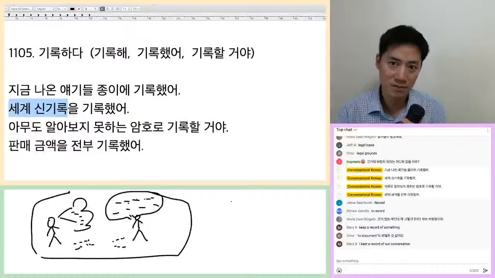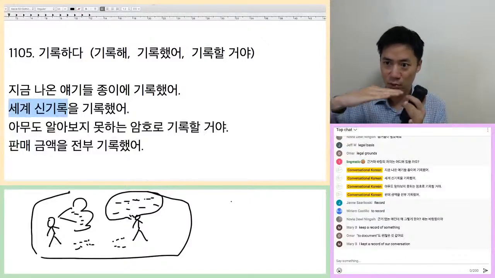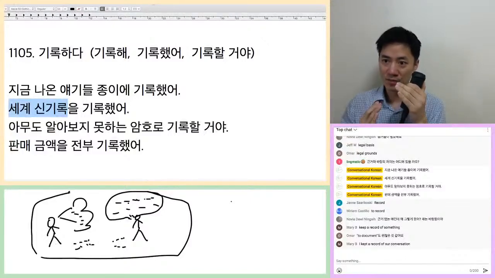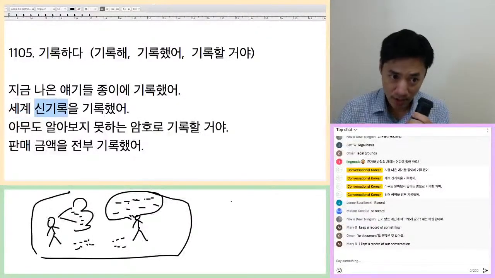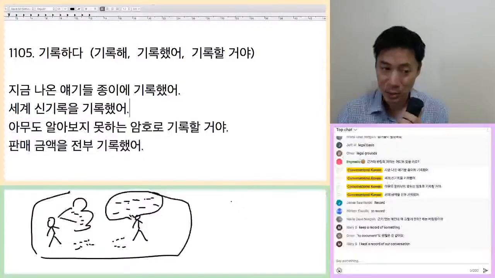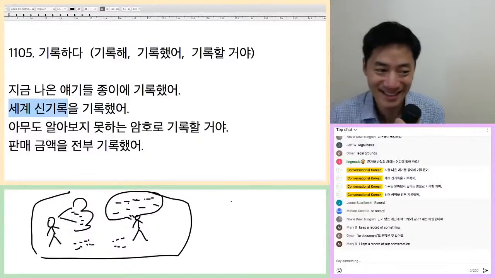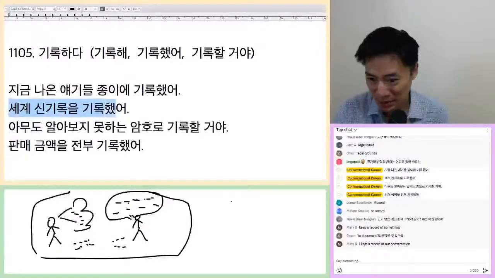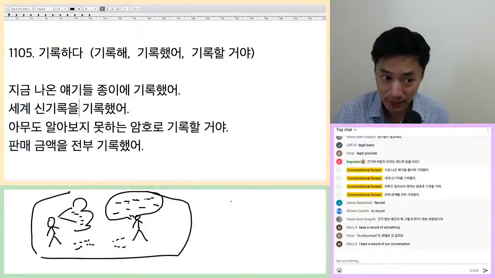Like in the Olympic Games, you know, the fastest record was this, but some champion broke that record. A new record. So world new record. Some athlete recorded a new world record. World record. 세계 신기록을 기록했어. You say 기록하다 in that case as well.